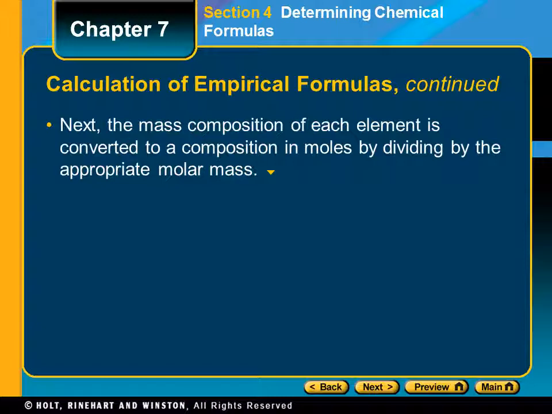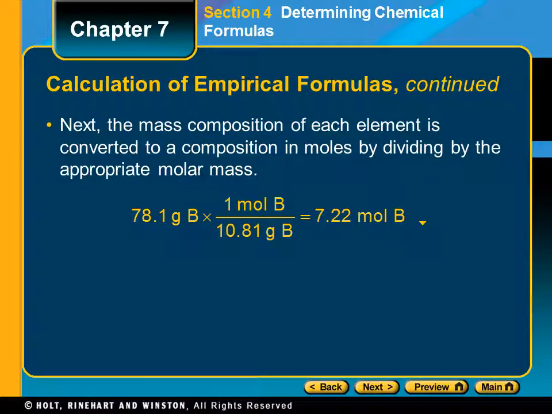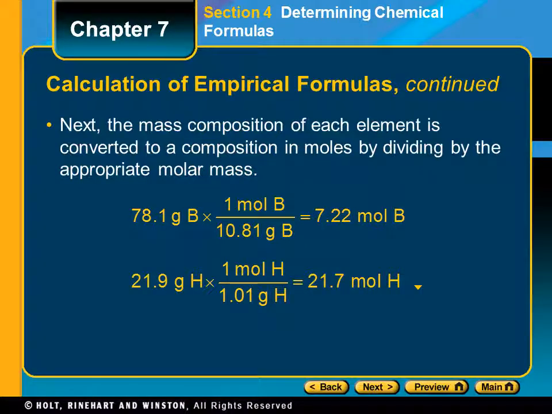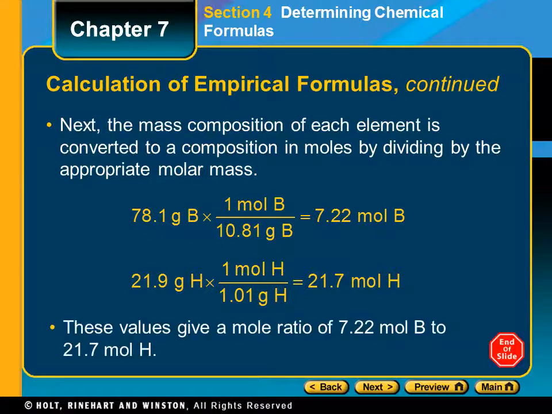So now the mass composition of each element is converted to a composition in moles by dividing by the appropriate molar mass, which is calculations that we already know how to do. So you want to convert the grams of boron to moles. You set up your equation to get rid of the grams. You got 7.22 moles of boron. You do the same thing for hydrogen. You've got 21.7 moles of hydrogen. And these values give a mole ratio of 7.22 moles of boron to 21.7 moles of hydrogen.